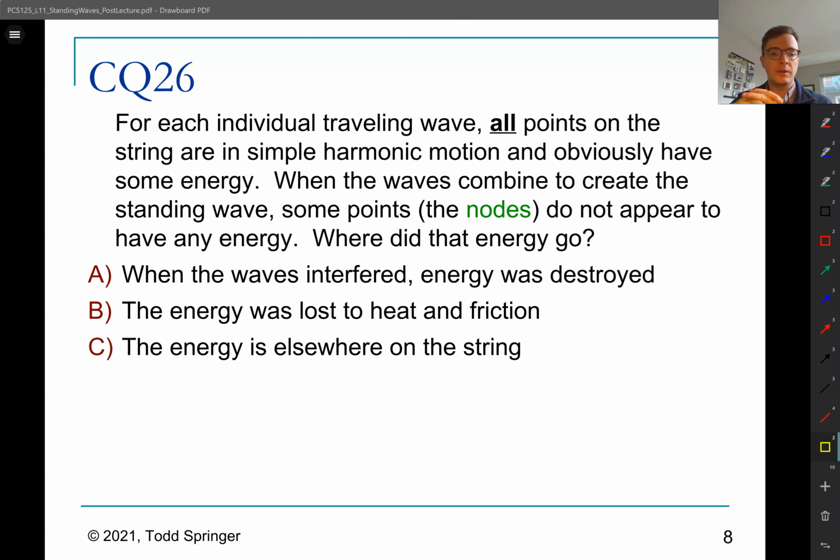Now, when we talk about the traveling wave, we said that each of the little beads on the string had the same amplitude. So they all had the same energy. But then when I do the standing wave, there are points which don't move at all. So they have basically no kinetic energy, as far as I can tell. So just a simple question, both of the waves had energy when I interfered them, and then after that interference, I end up with these points called nodes which don't move at all. Where did the energy go? Those don't have any energy at all. So where did that go?